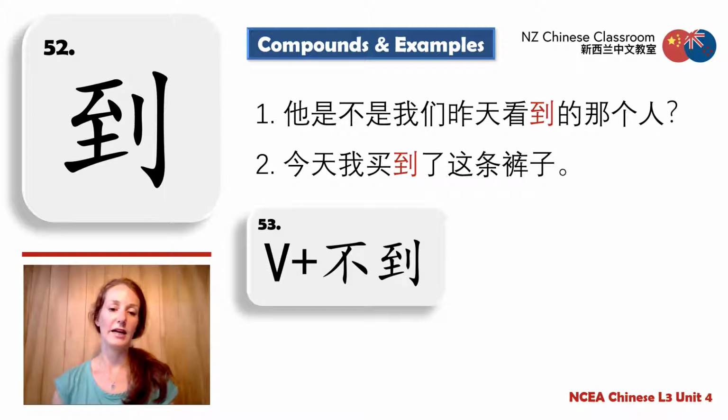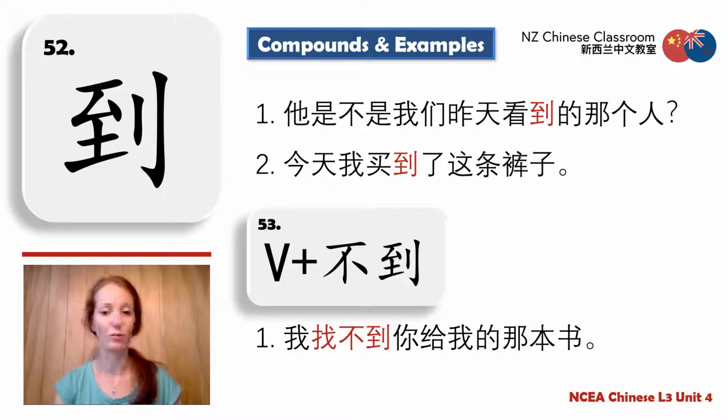Okay, and now a verb plus a 不到. You might come across this. This shows an ability to do something, or in this case, an inability to do something. Let's have a look at the examples. 我找不到你给我的那本书. So, this is an inability to 找, which is to find. So, I wasn't able to find that book that you gave me. 你给我的那本书. So, the book that you gave me.